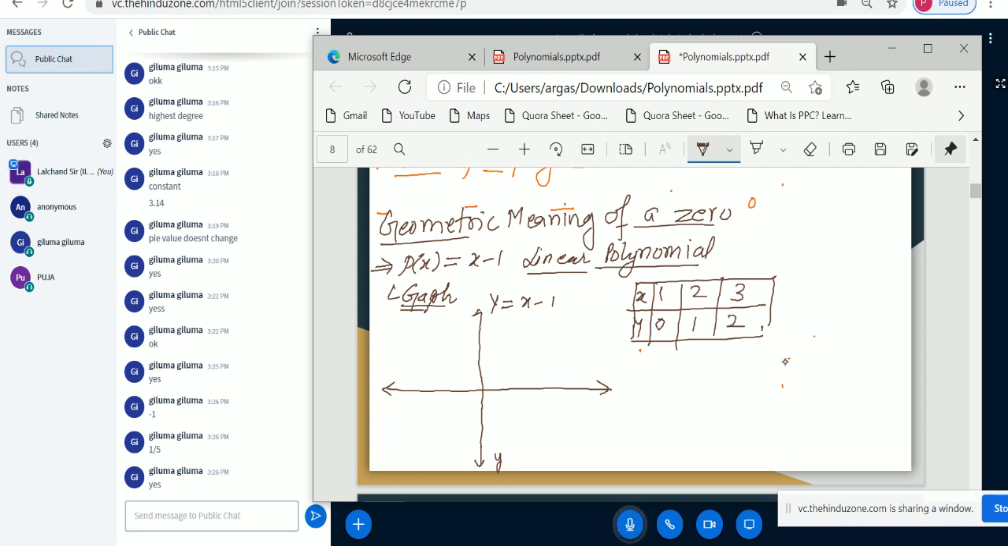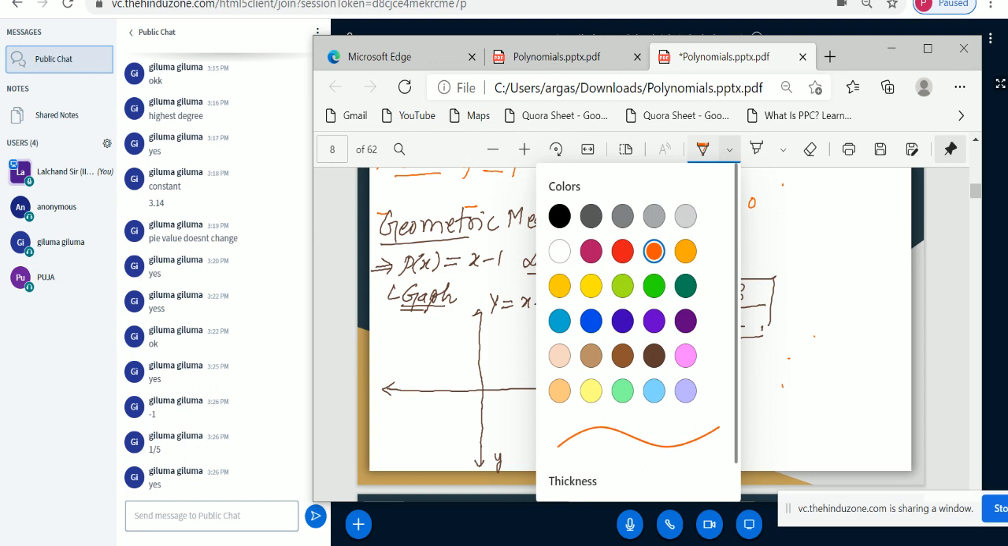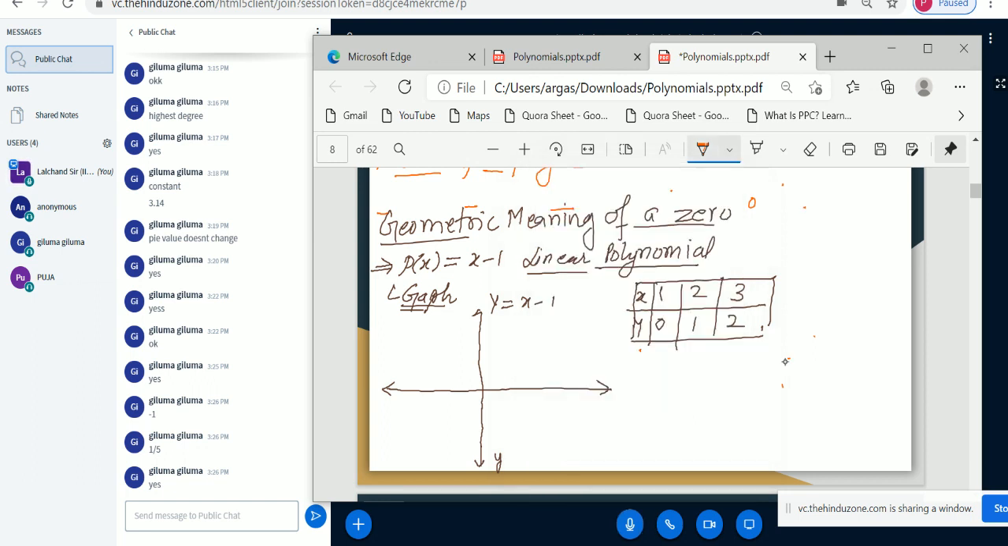If I plot all these points: x equal to 1, y equal to 0, this is the first point. x equal to 2, y equal to 1, this is our second point. x equal to 3, y equal to 2. If I join these points, what is the shape of this curve? This is just a straight line.